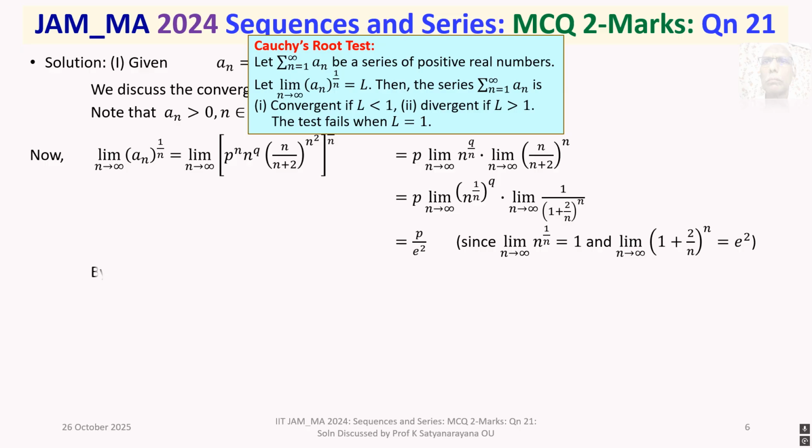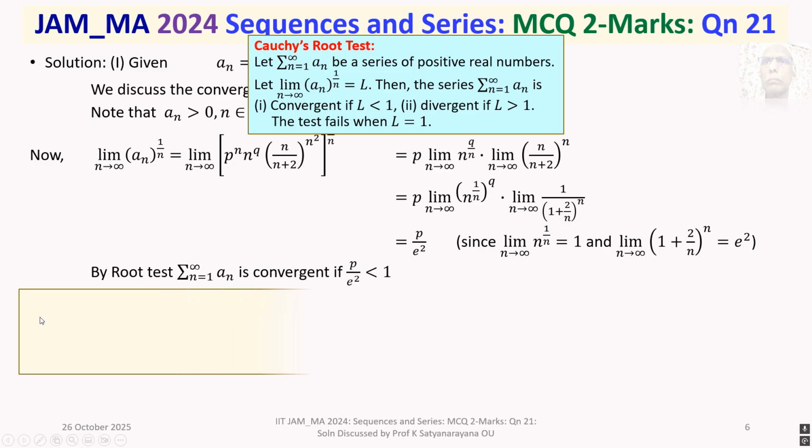Right. Now, using this Cauchy's root test, sigma an is convergent if p by e square is less than 1. If p by e square is less than 1, this is L. So now we come to option A: if 1 is less than p less than e square and q is greater than 1, then sigma n equal to 1 to infinity an is convergent.